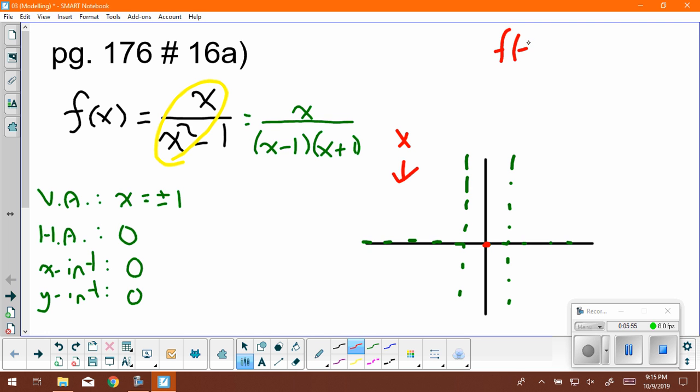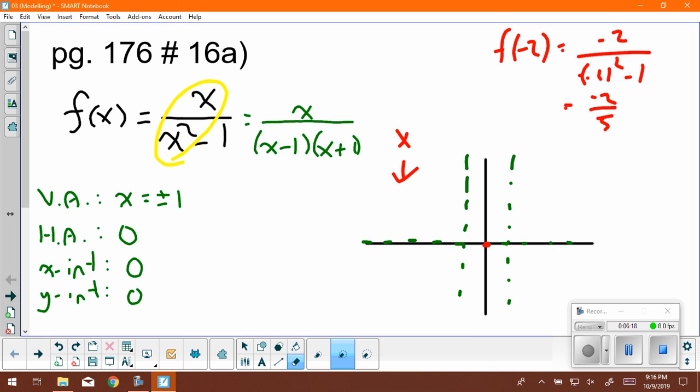Okay, f of -2, which is below our asymptote. Using the original function, I would have -2 over -2 squared minus 1. So I have -2 over 5. That's a negative value, so I'm going to be below here. So most likely what is happening in that section of the graph is I have something like this. And if we do a bunch more tests, we're going to find that my asymptote behaviors are here and here and here.